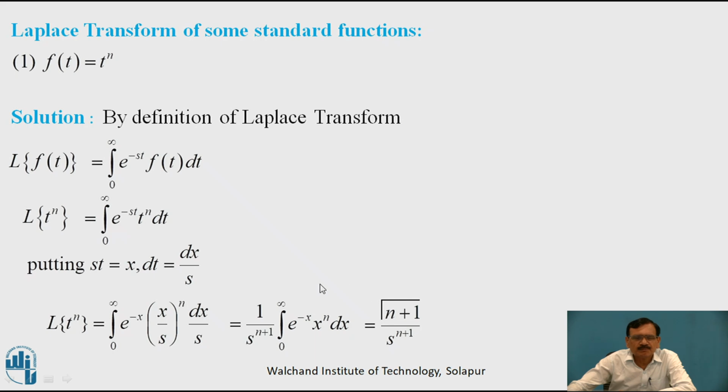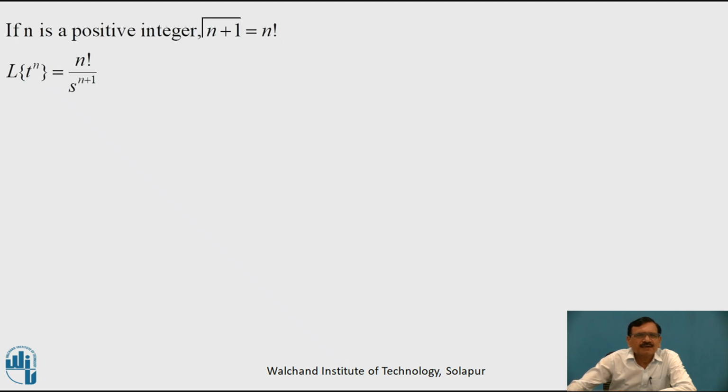This is by using the definition of gamma function. And if n is a positive integer, we can write the value of gamma of n plus 1 as n factorial. Therefore, Laplace transform of t raised to n is n factorial by s raised to n plus 1.